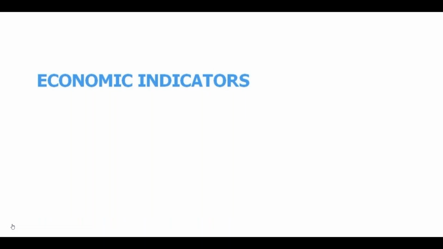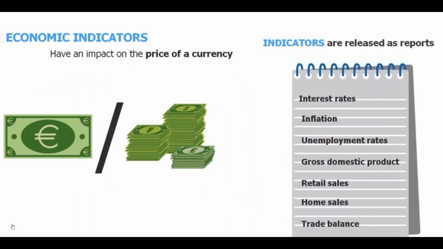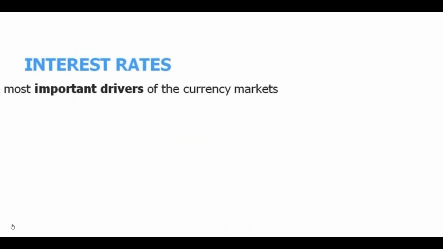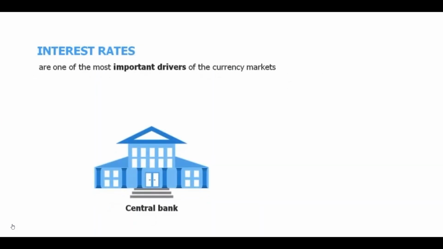Indicators measure how strong an economy is. It is important to understand how strong an economy is, because the strength of an economy has an impact on the value of the currency. These indicators are released as reports, and the publishing times are released ahead of the actual publication.